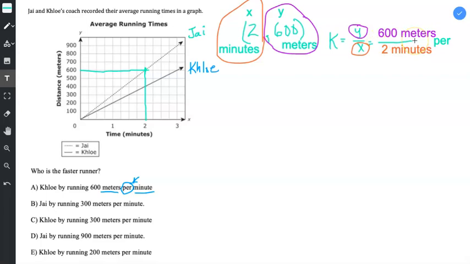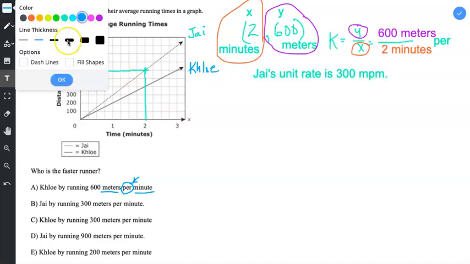This fraction bar is telling us to divide. So 600 divided by 2 is 300. Actually, I grabbed the typing tool already. So Jai's unit rate is 300 meters per minute. Meters per minute.